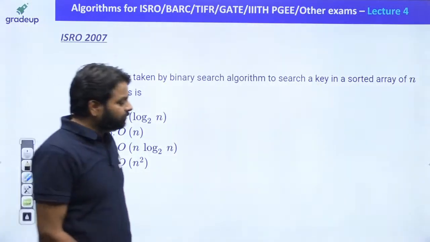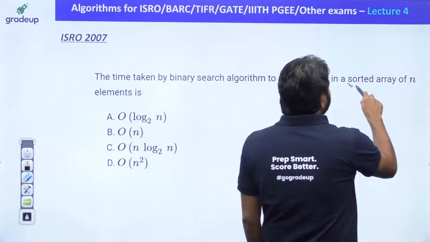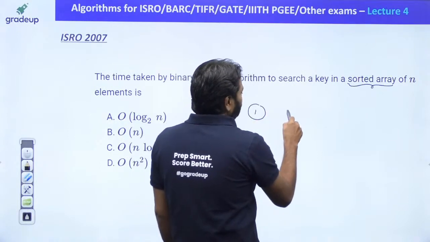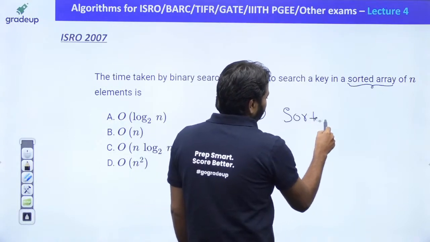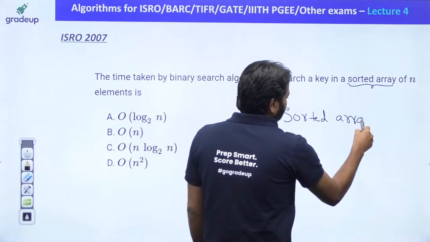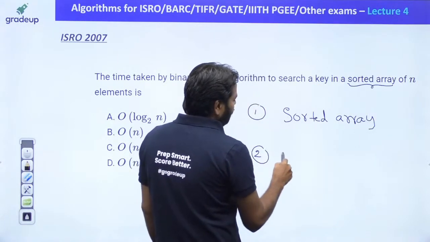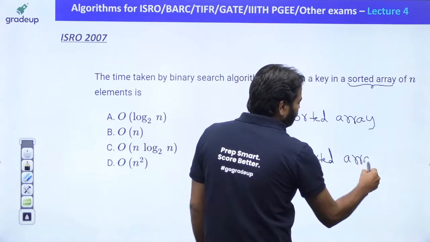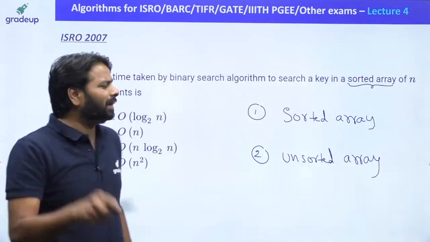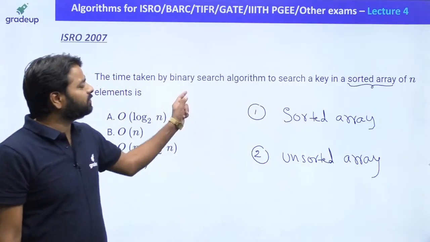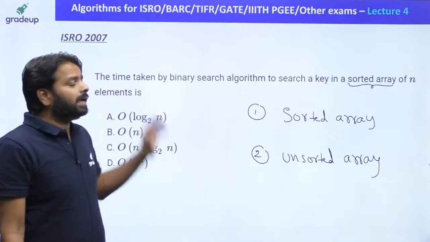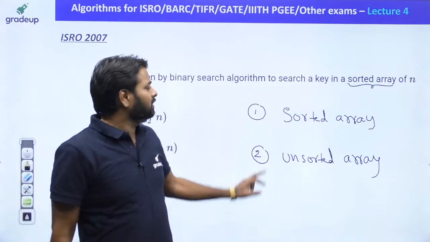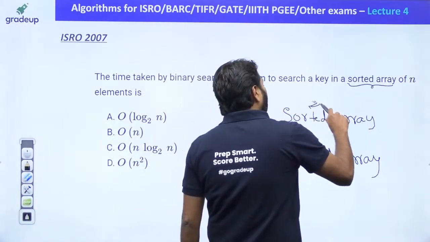Let's say two cases. One, it's sorted. Second, unsorted, meaning not sorted. Basically, binary search we never apply on an unsorted array. Remember that. If you want to apply binary search on an unsorted array, you can't do it; you have to apply linear search only. So for a sorted array, no doubt, it is order of log n.